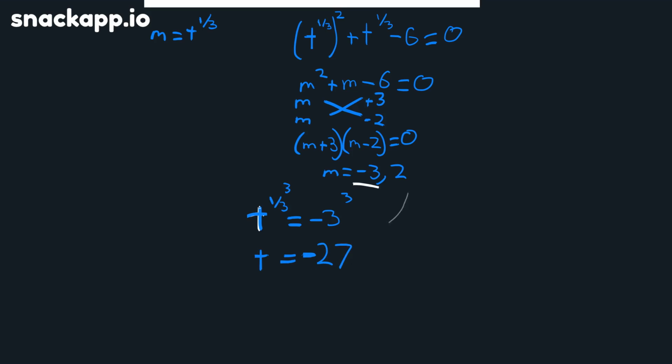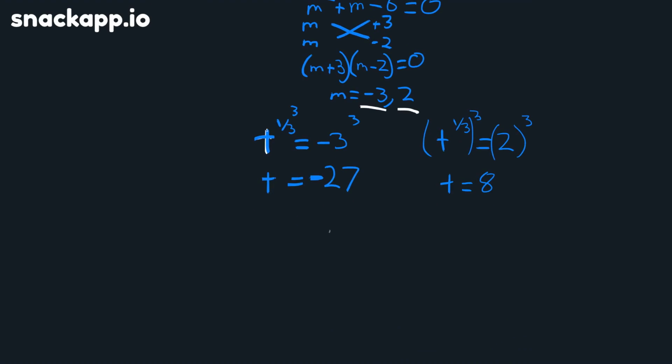That's one option. Now let's do the other option, which is m equals 2. So t to the 1/3 is equal to 2. Again, we can just cube both sides to get rid of that power of a third. We get t equals 2 cubed, which is 8. And then those are our two answers. It's good practice to write them together. So we get t is equal to -27, 8. And that there is the answer.